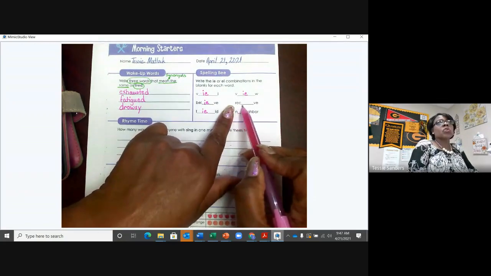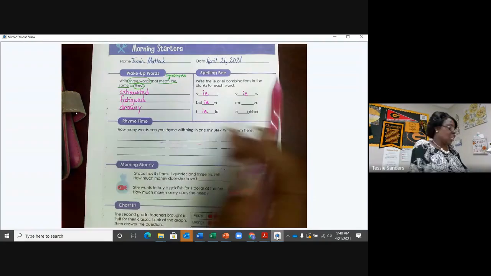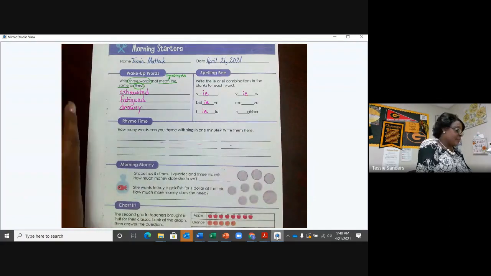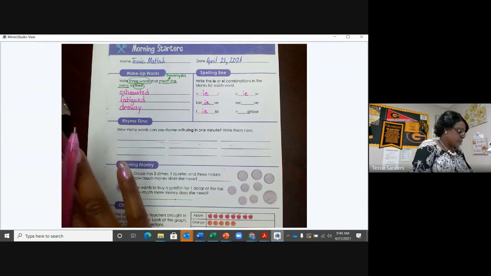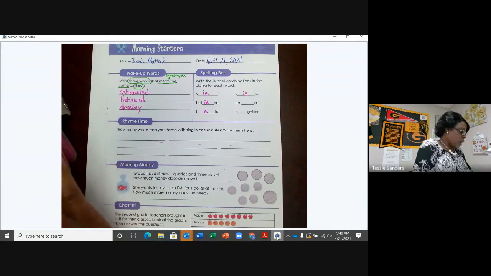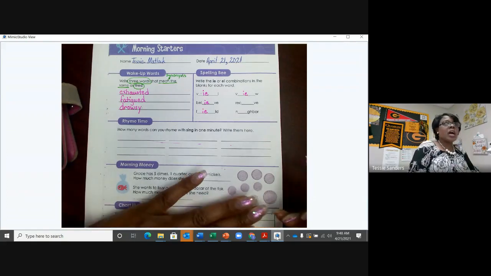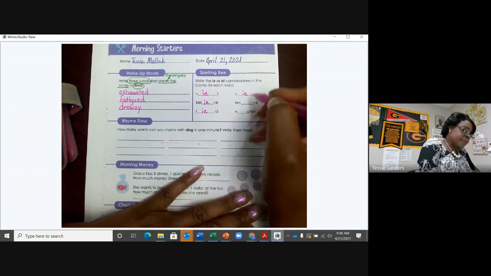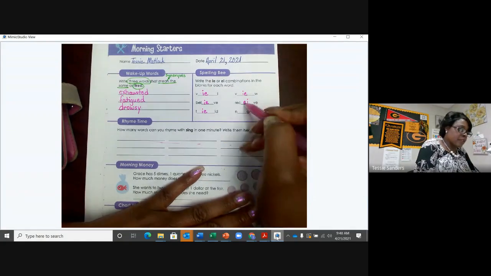And look at this word. RE. Will it be EIVE or IEVE? Receive. Someone said IE. Let's check it out. RECIEVE. Receive. Good job. That is how we spell receive.